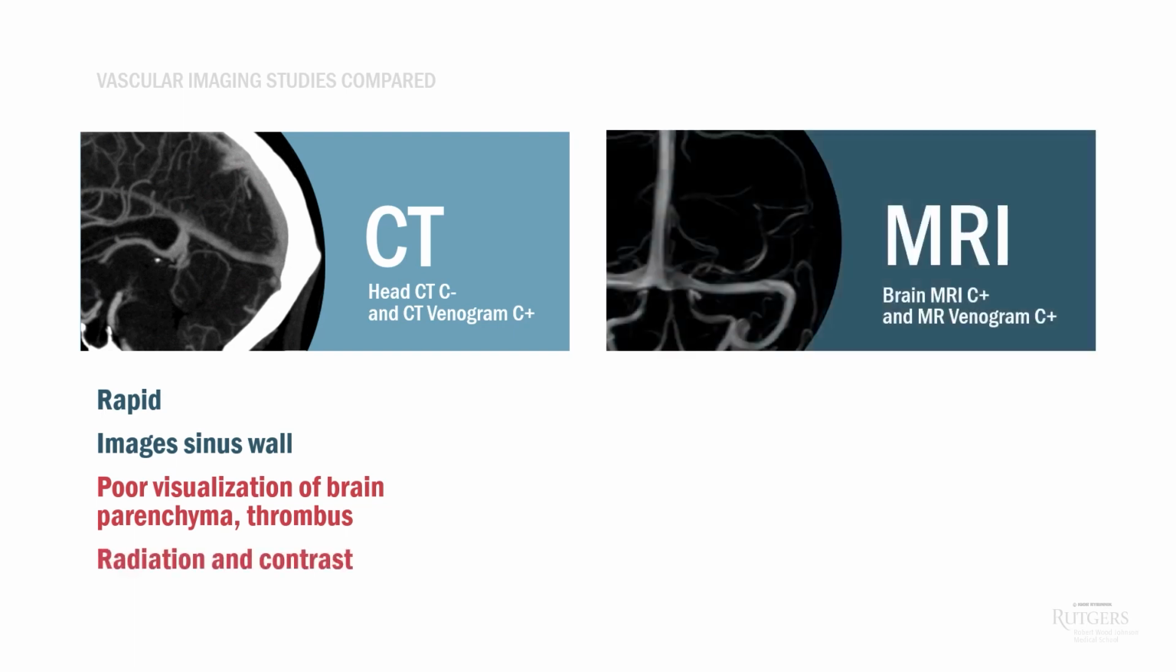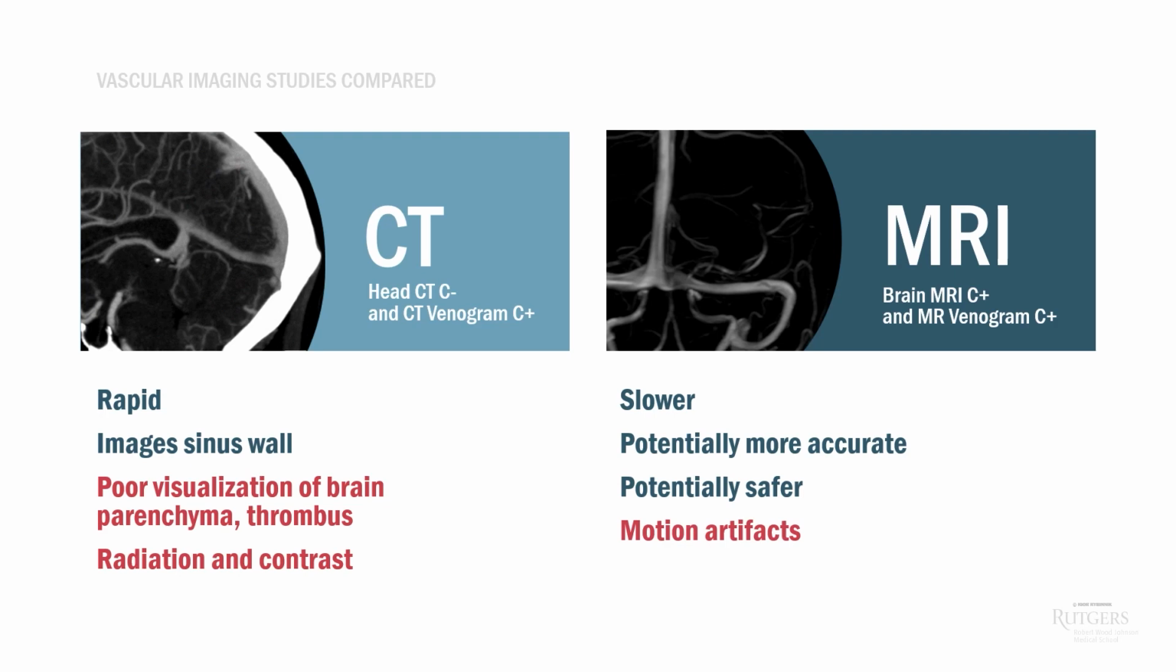Brain MRI and MR venogram with gadolinium are slower, but potentially more accurate, and potentially safer. MRI requires patient cooperation to avoid motion artifacts, and may be contraindicated in patients with body metal, like medical devices.